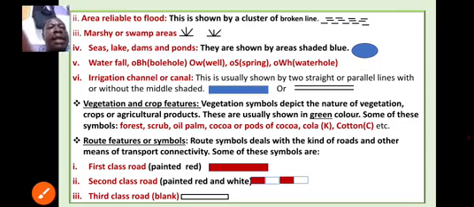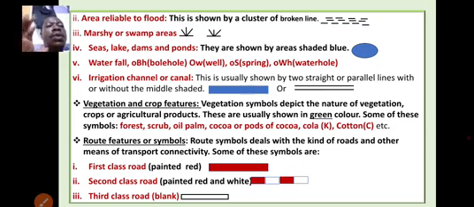Then talking about vegetation and crop features, we have some of them normally shown in green color. So when you see green color, the scattered cultivation, the farmlands, forests, all of them are shown with green colors and other symbols like K for kola, C for cotton, and other things. That is good.